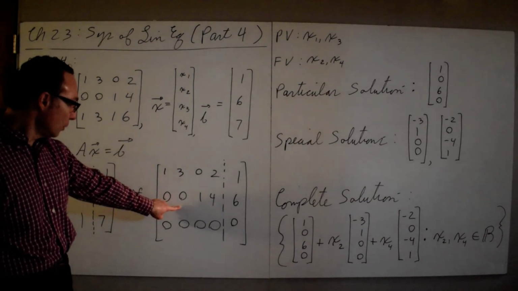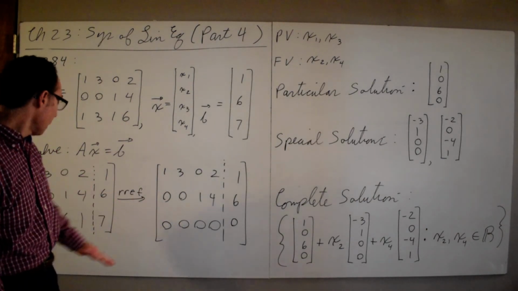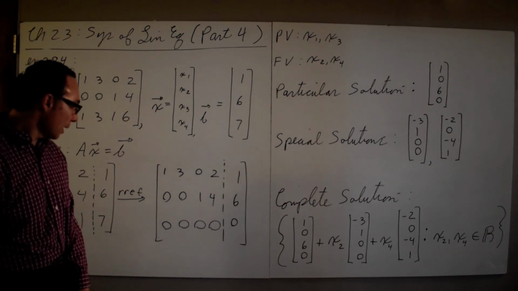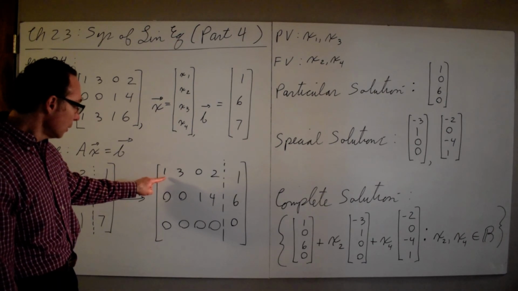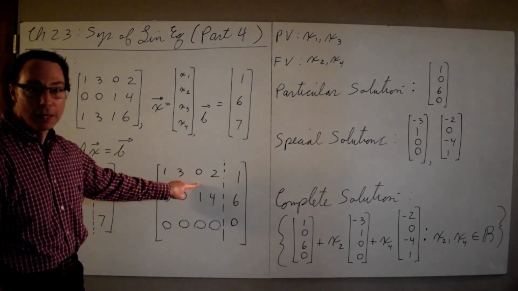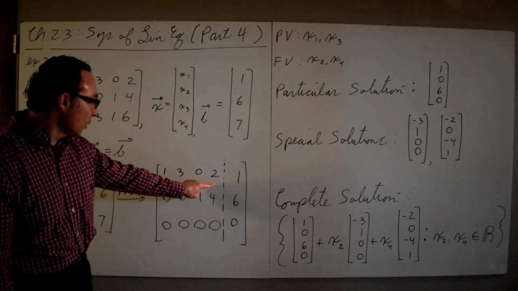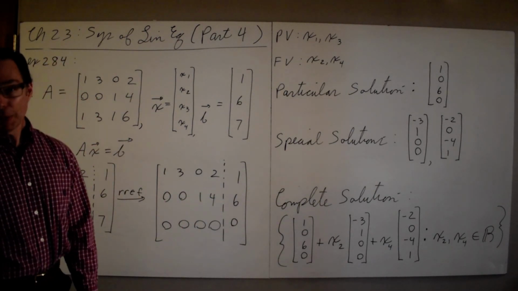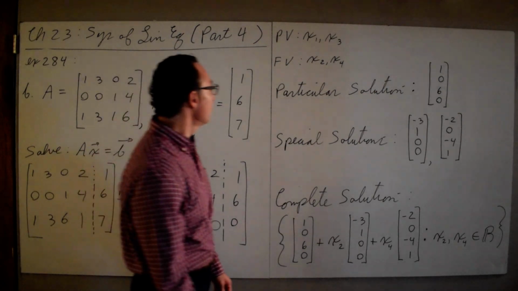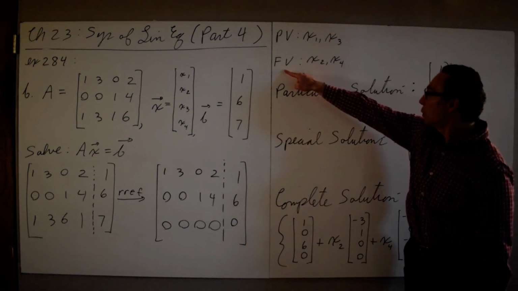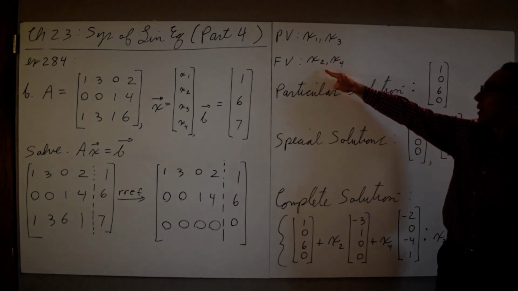And this is the reduced row echelon form of the augmented matrix, AB. We have two pivot columns, column 1 and column 3. And then we have two free columns, column 2 and column 4. So that means we have two pivot variables, x1 and x3, and two free variables, x2 and x sub 4.